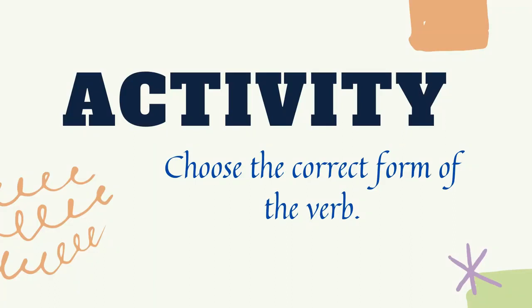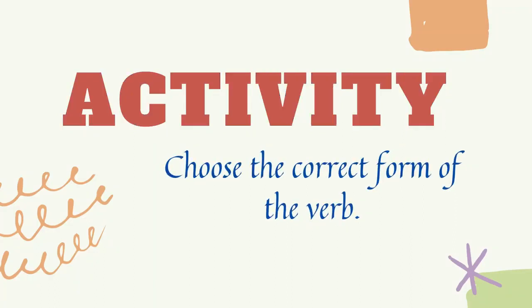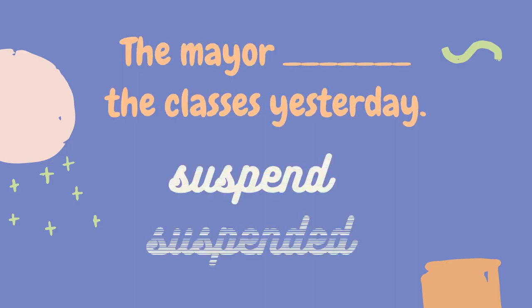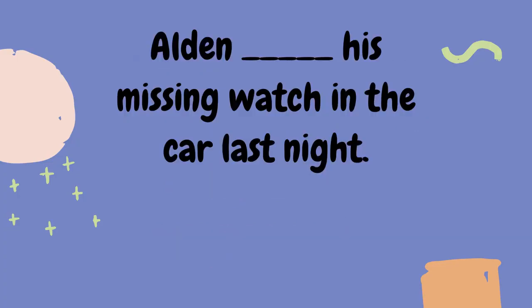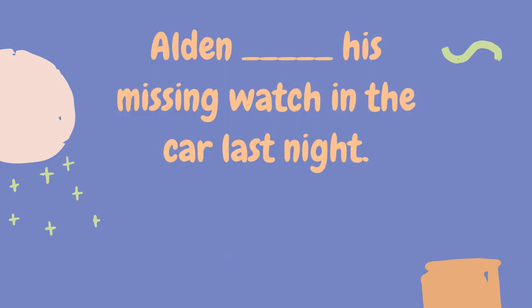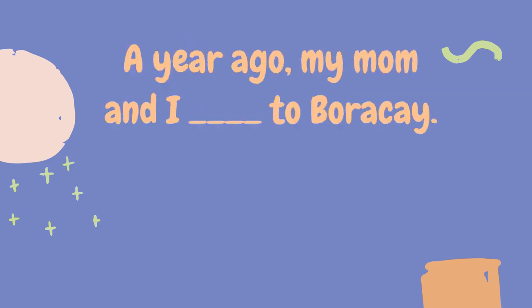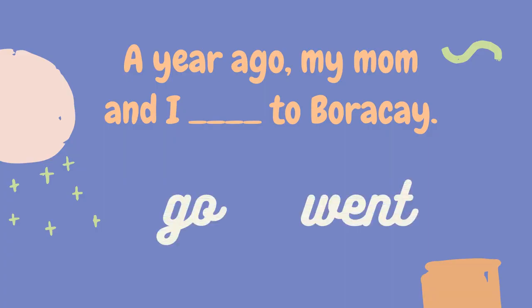For our activity, choose the correct form of the verb. Number 1, the mayor blank the classes yesterday. Is it suspend or suspended? Number 2, Alden blank his missing watch in the car last night. What is the correct form of the verb to be used in the sentence? Found or find? Number 3. A year ago, my mom and I blank to Boracay. Is it go or went?